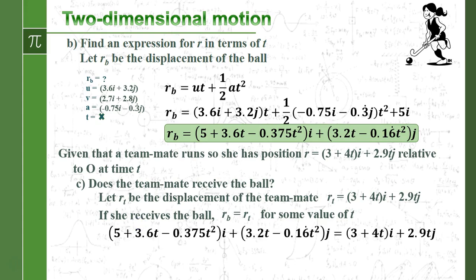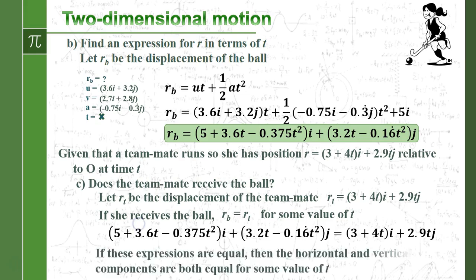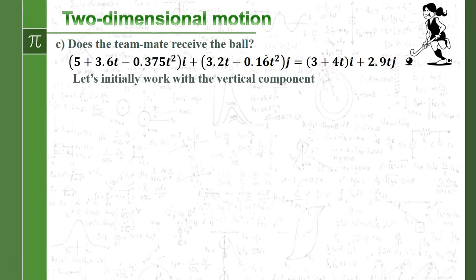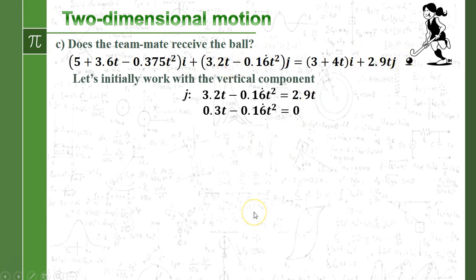Now let's try and see if we can find some value of t that will work for both components. Let's initially work with the vertical component. It doesn't really matter; I've chosen the vertical one because it appears to be a little bit simpler. So 3.2t minus 0.16 recurring t squared equals 2.9t. That's just the j component from there equal to the j component from there for some value of t. Rearrange it, do a bit of solving, and we've got t equals 0 or t equals 1.8.